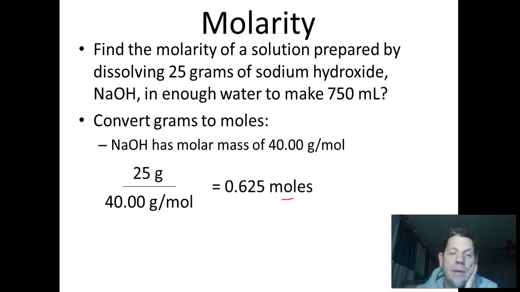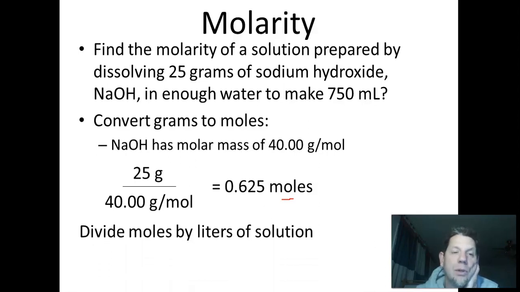Okay. So now what do we do with that? Well, molarity is moles per liter of solution. So you took the grams, converted to moles, and now we divide by liters. We take the 0.625 moles divided by 0.750 liters. Notice that it's in liters, not milliliters. 750 milliliters is 0.750 liters.